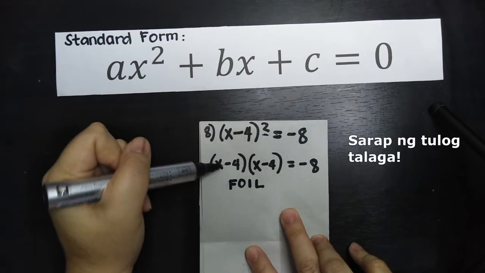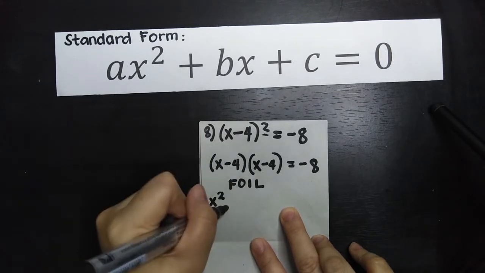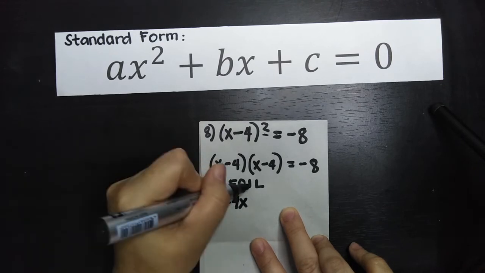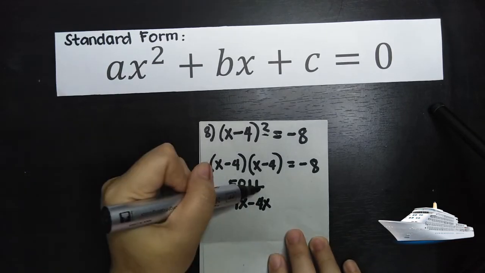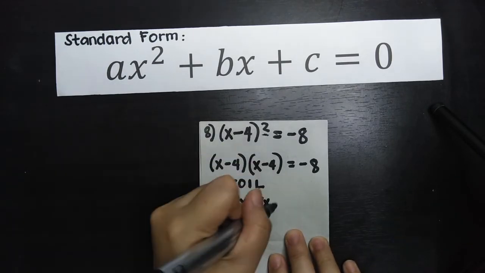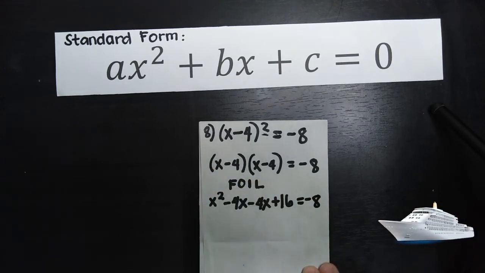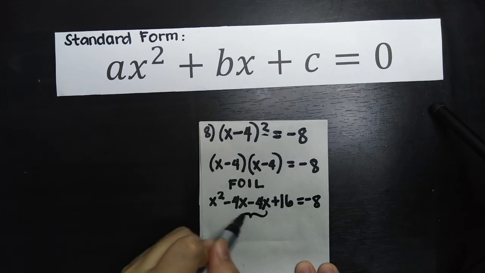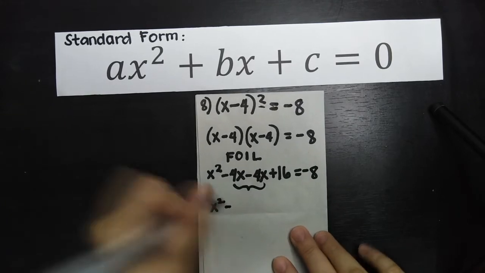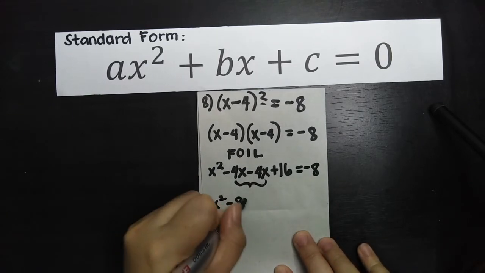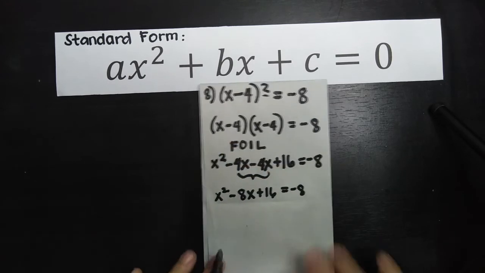So, first terms, x times x is x squared. Outer terms, x times negative 4, that is negative 4x. Inner term, negative 4 times x, that's negative 4x again. And last term, negative 4 times negative 4, that becomes positive 16 equals negative 8. Okay. So, combining like terms, let's combine. So, we have x squared minus 8x plus 16 equals negative 8. Okay.